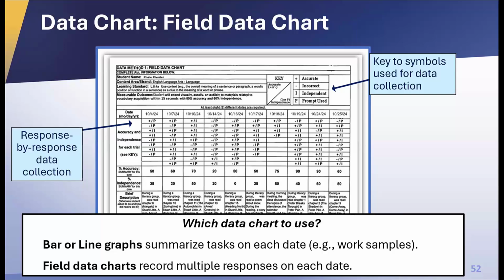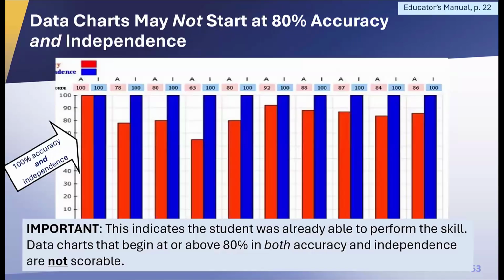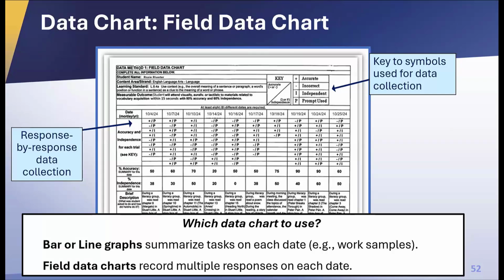So you see the dates are up on top. And oops, sorry. The dates are on the top here. There's also a key for the data collection. So a plus is accurate, a minus is incorrect, an I independent, and a P for prompt. So once you have that established, you can do day by day and those different trials, up to 10 trials on a day. So it's totally up to you which data chart you want to use and what works best for the population that you're working with.